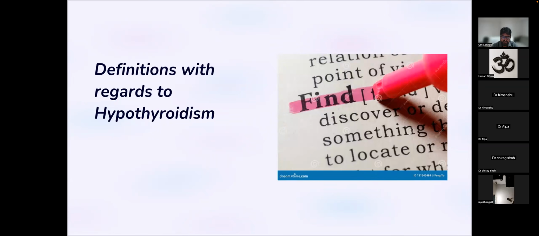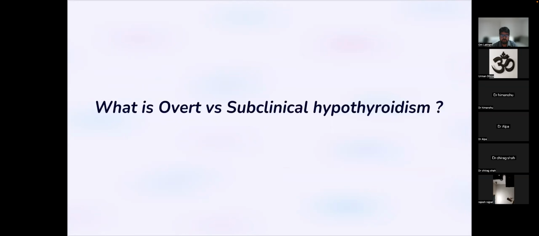So let's start with the definitions with regards to hypothyroidism. That is what we'll be talking about in the first part. What is overt hypothyroidism and what is subclinical hypothyroidism? Now you would have seen a lot of people use these terminologies very frequently. So overt hypothyroidism, let me start with this.